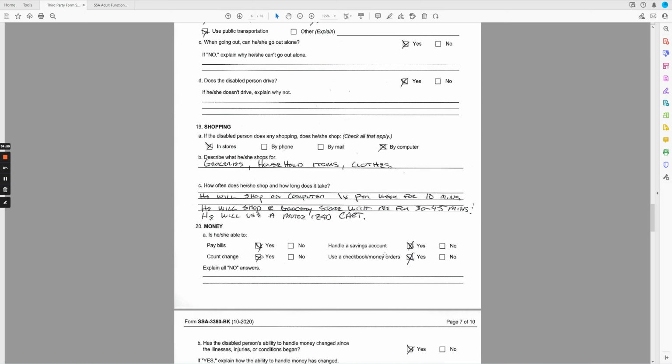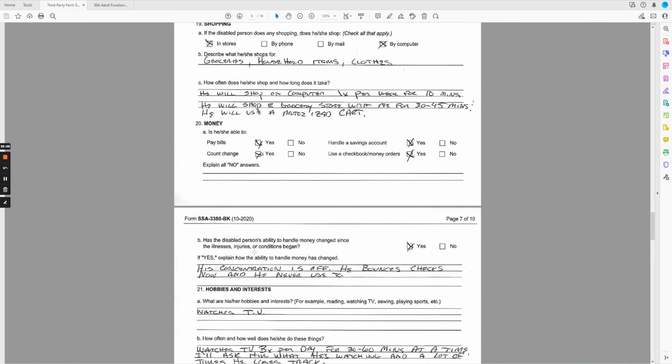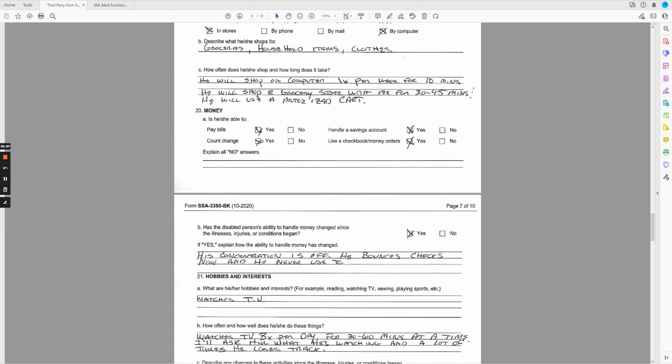Money, pay bills, count change. So yes, yes, yes. You have to explain no to all answers. There's a part B to this, which is great. Has the disabled person's ability to handle money changed since the illness or injuries? Here we wrote, he is able to pay bills, count change, handle a savings account, and use a checkbook or money order. He can do that, but it has changed, and here is how we explain it.